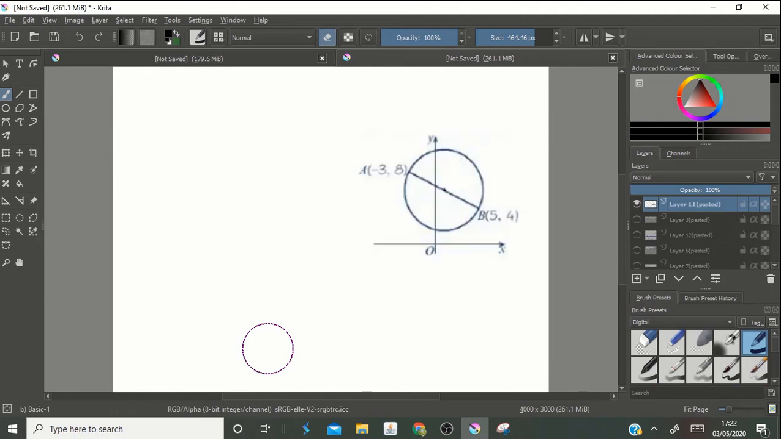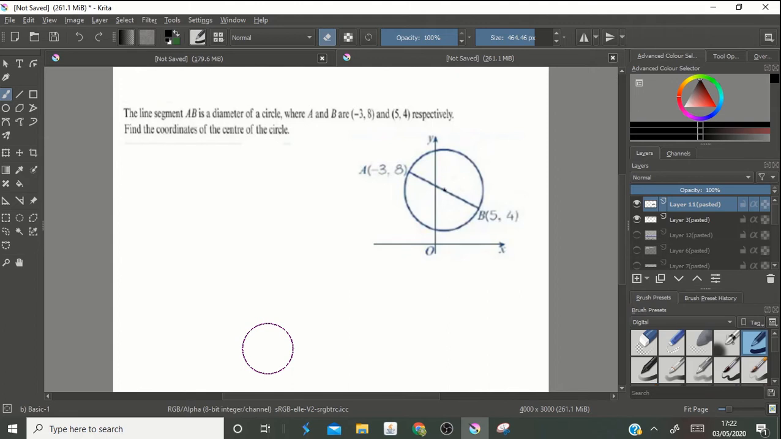If we have a line and we know it's the diameter, or it crosses through the centre of the circle, the midpoint of that line from the 2 points it crosses the circle will be the same as the centre of the circle itself. So in this question here, A is minus 3, 8 and B is 5, 4.